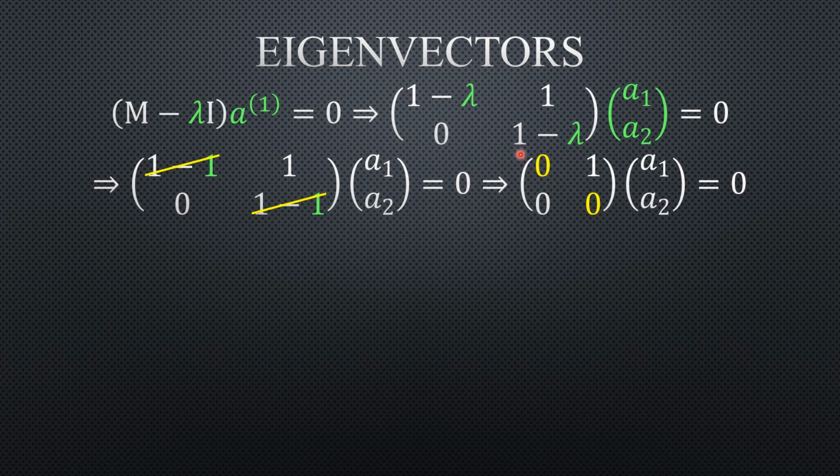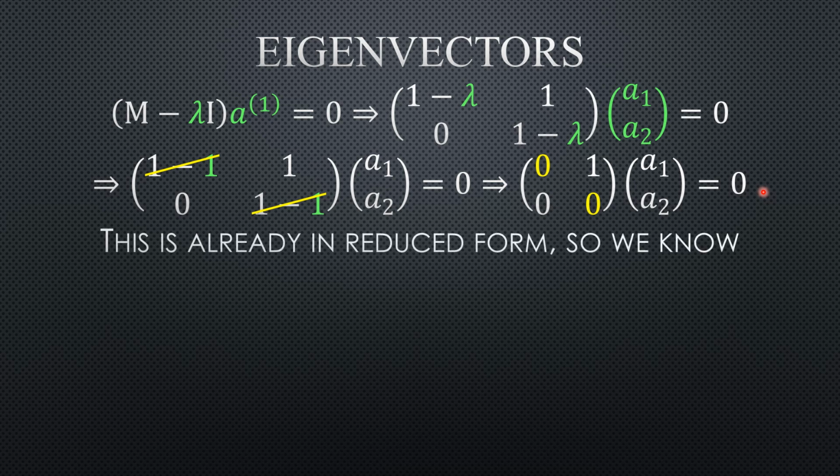And what this means is that when we're multiplying this matrix into the components of this eigenvector, we still need to get 0. This, as we see it here, is a homogeneous system of linear equations, and we can solve it via Gaussian elimination. But this result is already in reduced form. So what we know is that taking this first row, multiplying it into this column, we get 0 times A1 plus 1 times A2, but all of that has to equal 0. Since this is 0 times A1, we're just left with A2 equals 0.